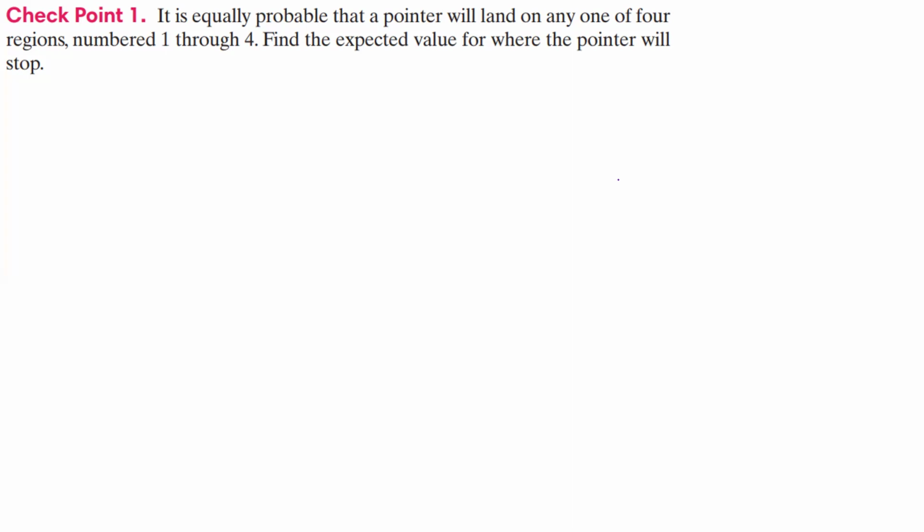All right, so we have an expected value, and it's equally probable that the pointer is going to land on one of four regions. So if the whole thing is 1, it's going to be a quarter here, a quarter here, a quarter here, and a quarter here. So the probability is a quarter for each region. And remember, that's region 1, region 2, region 3, region 4. For no other reason, you can go in any order, but that's how it is.